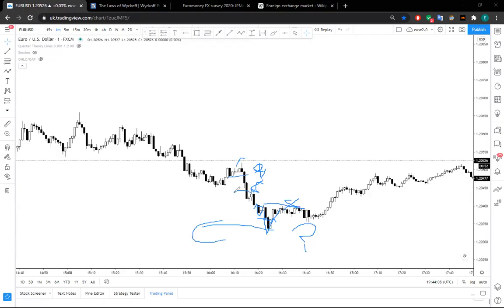Price delivery creates structure, so it's more important to understand how price is delivered. Price delivery does create structure. The way price moves creates what we call price ranges.